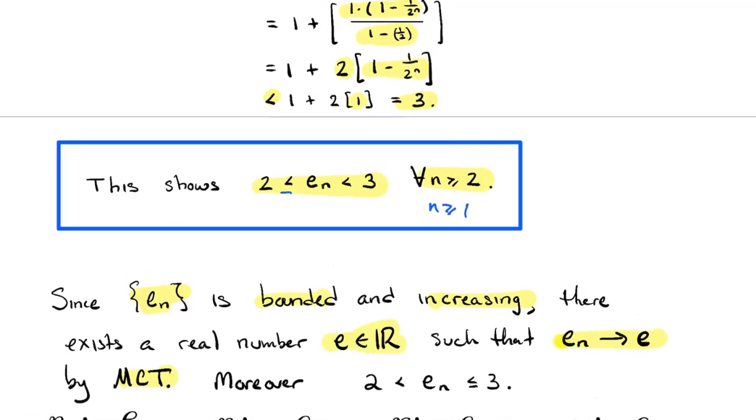And we've even learned something more. The limit of this sequence would be strictly bigger than 2 because the sequence is strictly increasing. And taking the limit, we know that the limit could be no more than 3. So this sequence converges to a number between 2 and 3, but it has to be strictly bigger than 2.